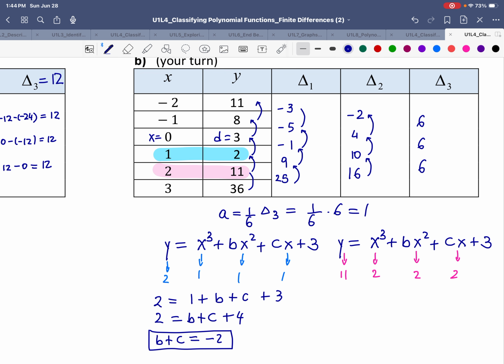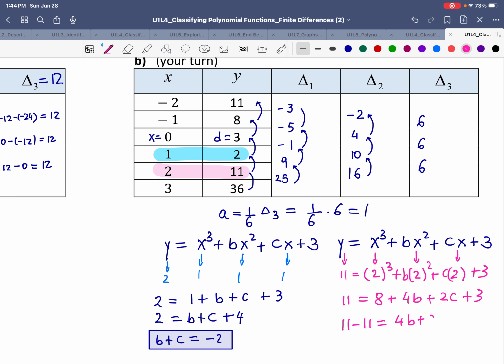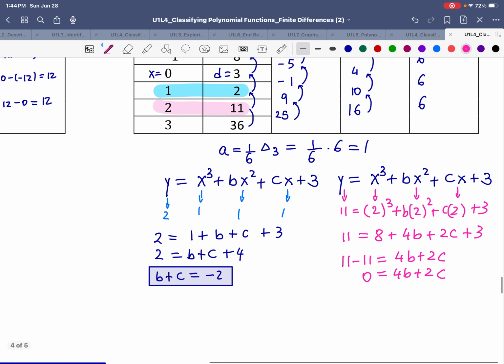Next, we have the second equation, which is 11 equals 2 to the power of 3 plus b times 2 to the power of 2 plus c times 2 plus 3. So that would be 8 plus 4b plus 2c plus 3. So 11, 8 plus 3 is 11, so subtract from the other side 4b plus 2c. So 0 equals 4b plus 2c, or simply we're going to say 0 equals 2b plus c.